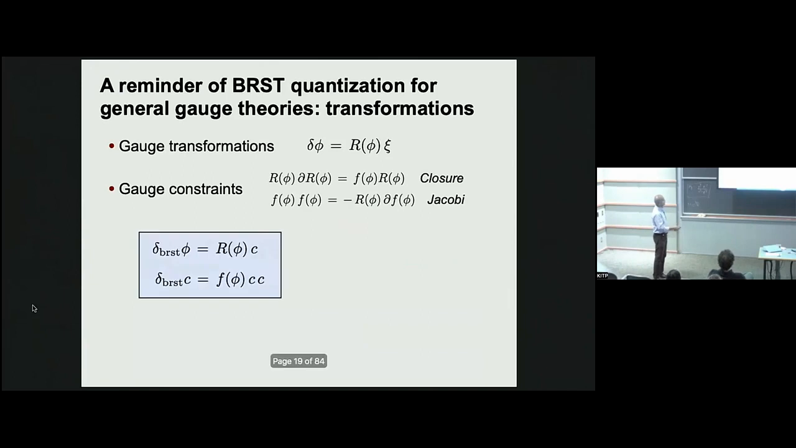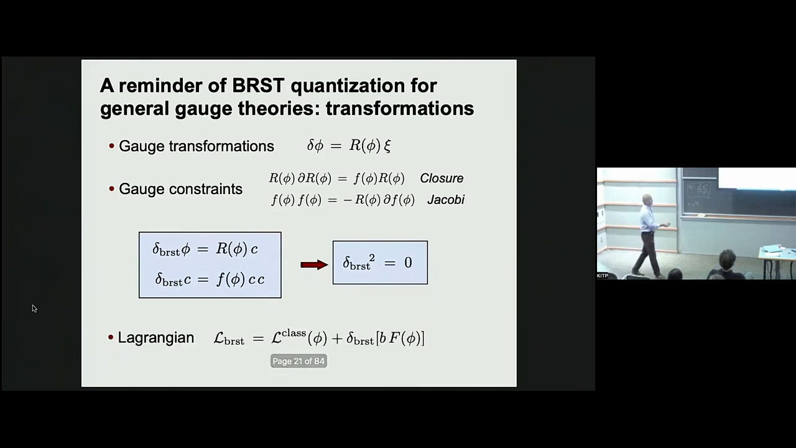And once you have this, you can do BRST quantization. You replace this C, the parameter of transformation, by a ghost, and then you have to say what is delta of the ghost that has the structure FCC, and then you can check easily that this is a nilpotent algebra. All right. And then once you have this BRST current, you can also build the Lagrangian. You have some classical gauge invariant Lagrangian, you have some gauge fixing term, and then you can do your quantization.